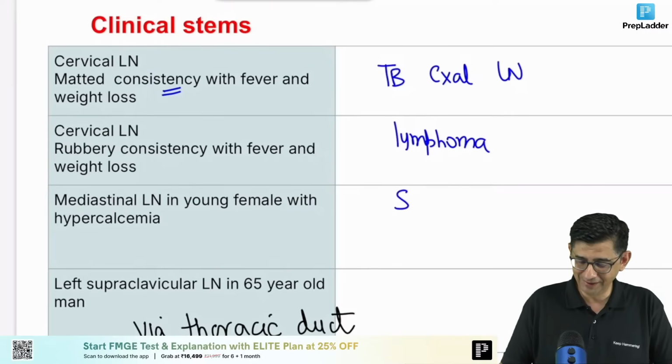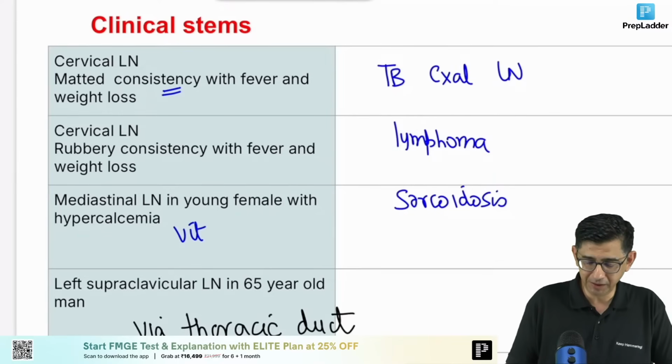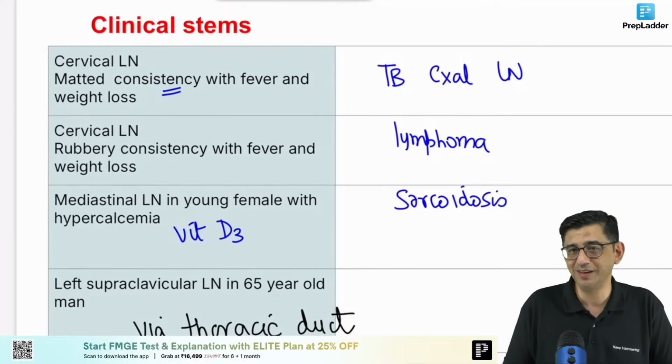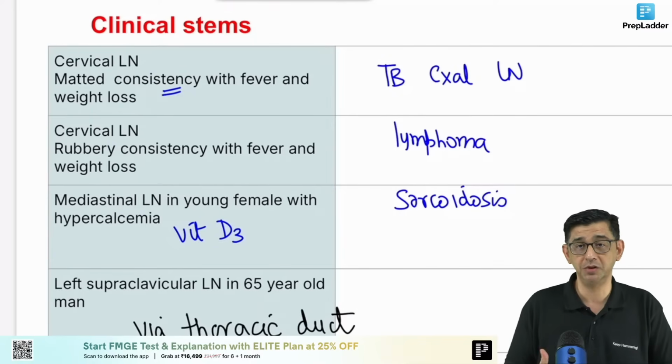Mediastinal lymphadenopathy in a young female with hypercalcemia would be sarcoidosis, because the non-caseating granulomas here produce vitamin D. You know, the non-caseating granulomas will be having an enzyme by the name of 1-alpha hydroxylase, and that 1-alpha hydroxylase will be causing the synthesis of vitamin D3. So you also get a question on steroid responsive hypercalcemia.